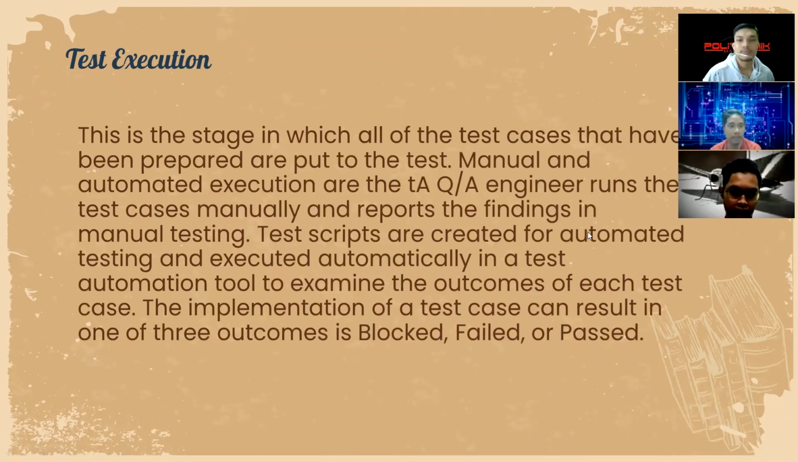The next one is test execution. This is the stage in which all of the test cases that have been prepared are put to the test. Manual and automated execution are the two types. The QA engineer runs the test cases manually and reports the findings in manual testing. Test scripts are created for automated testing and executed automatically in a test automation tool to examine the outcomes of each test case. The implementation of a test case can result in one of three outcomes: block, fail, or pass.